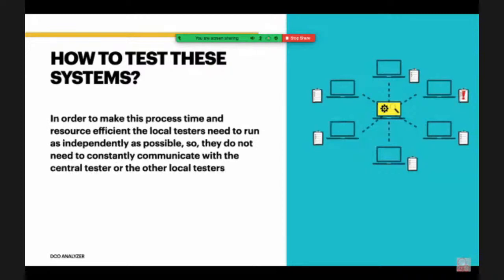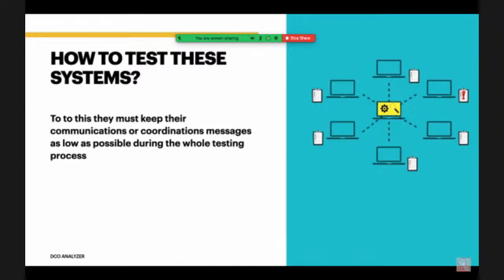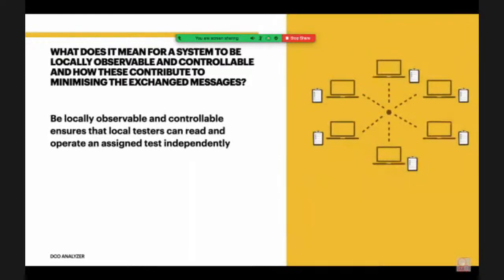In order to make this process time and resource efficient, the local testers need to run as independently as possible, so they don't need to constantly communicate with the central tester or the other local testers. To do this, they must keep their communication or coordination messages as low as possible during the whole test process. So, what does it mean for a system to be locally observable and controllable, and how does this contribute to minimizing the coordination messages? Being locally observable and controllable ensures that local testers can read and operate an assigned test independently.